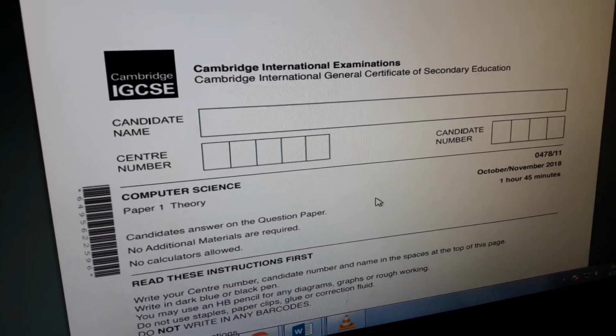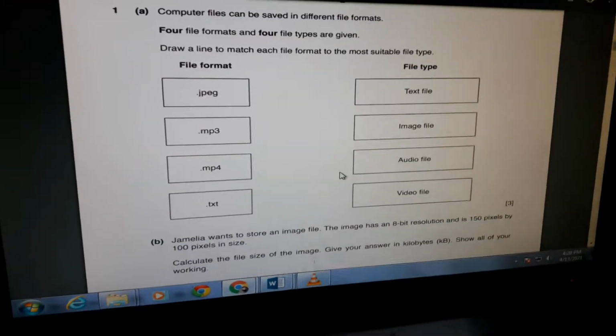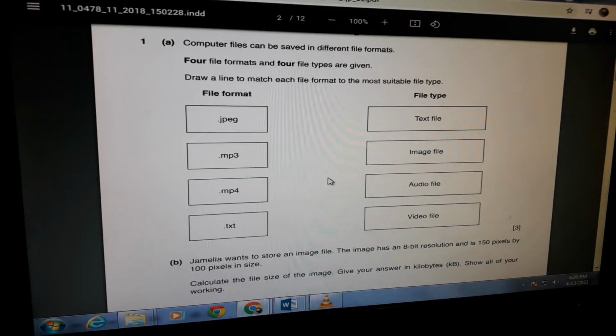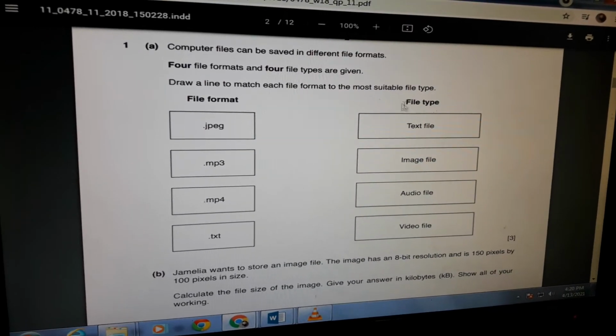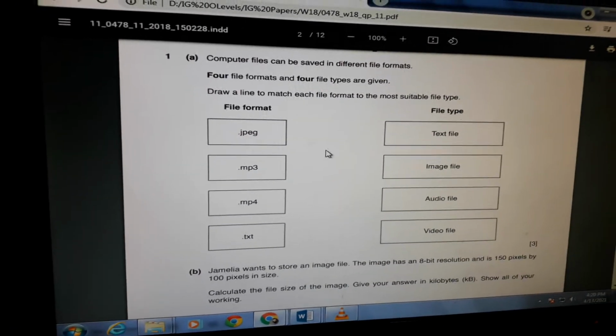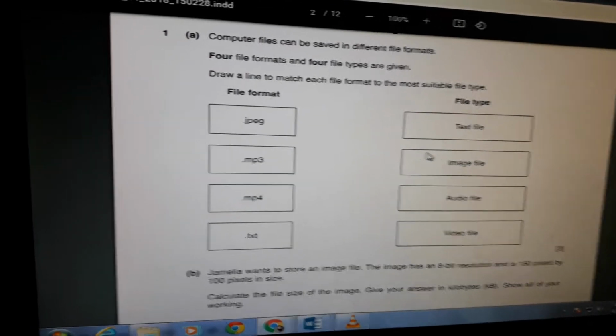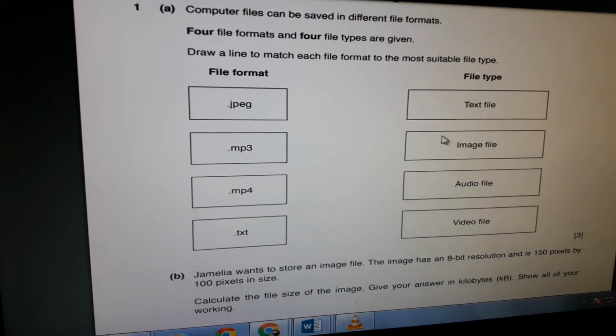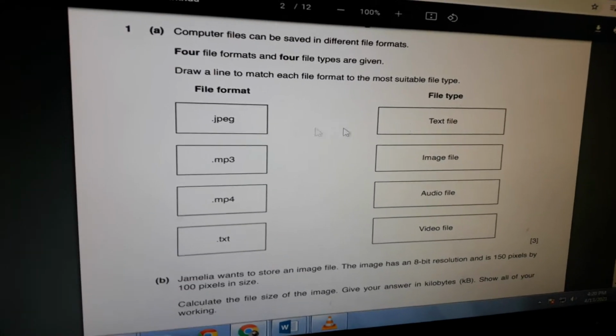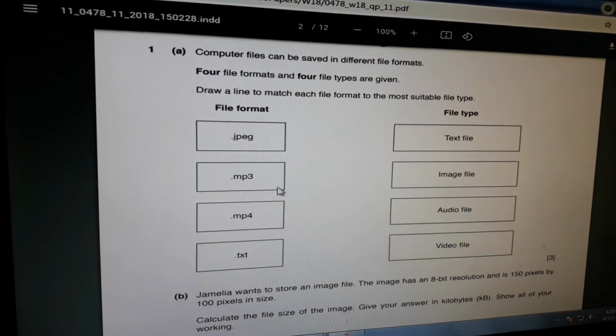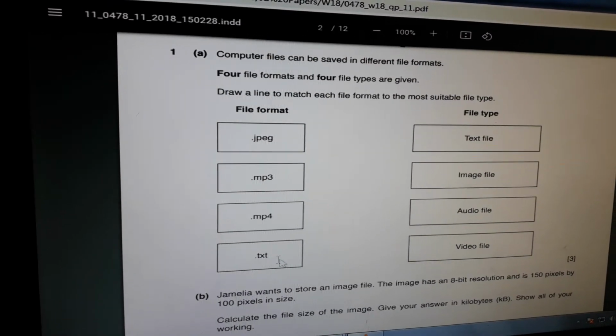This is paper 1 related to theory. So let's go to question number 1. It says different file types are given here and we need to identify which of them are matching. So text file, let's see: .jpeg, .mp3, .mp4, .txt.